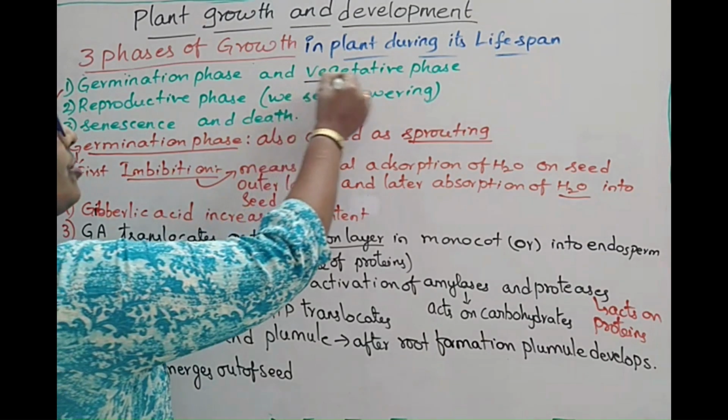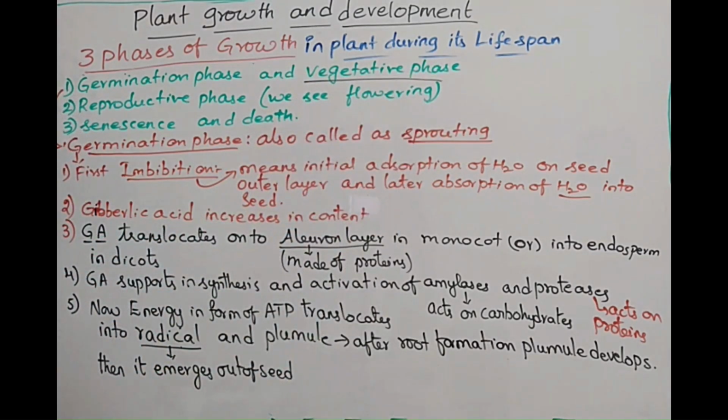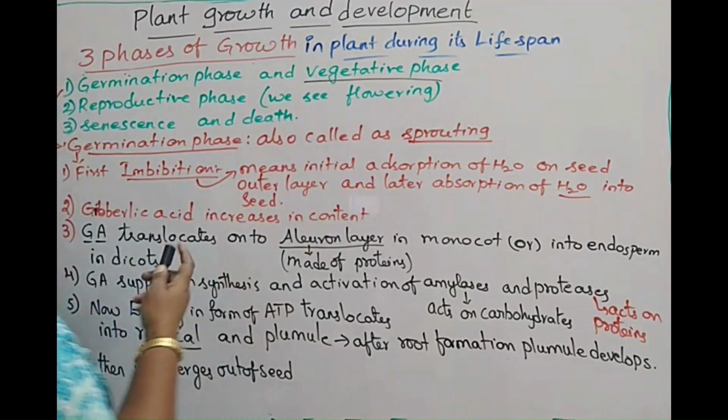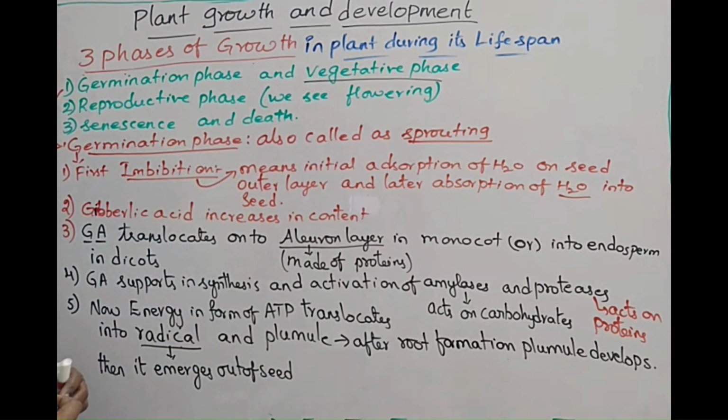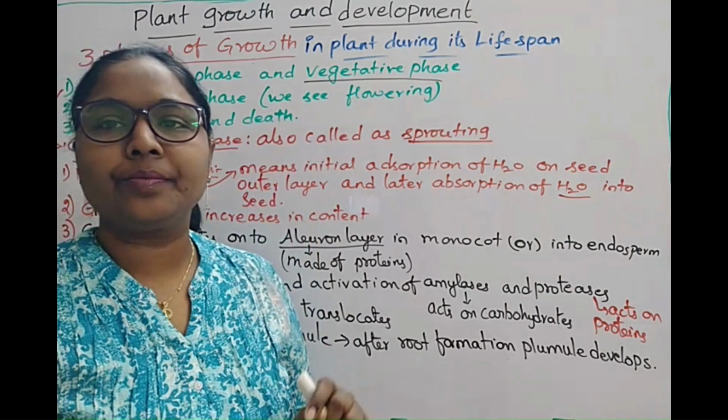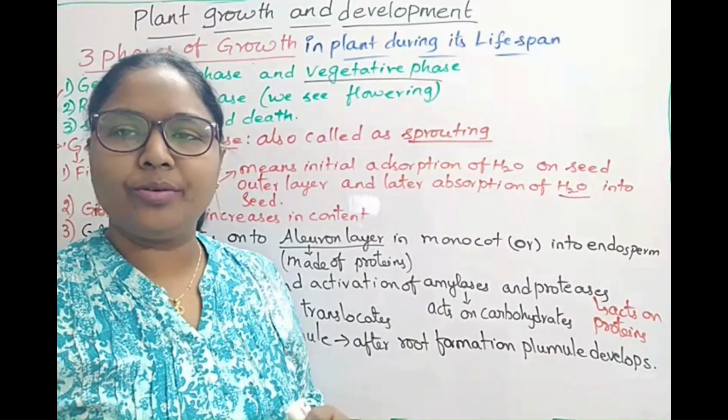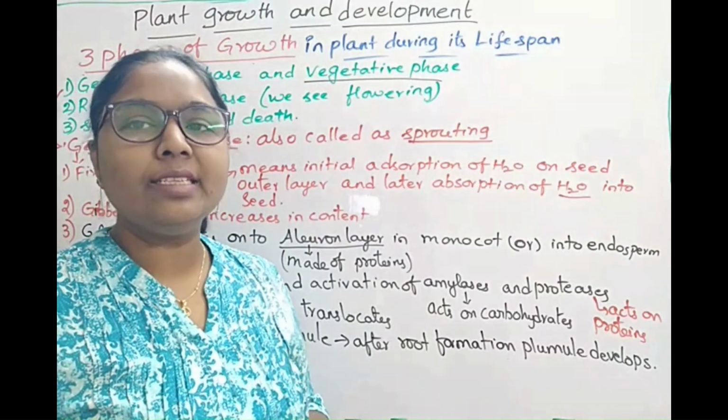Even in vegetative phase, initially the radicle supports in absorption of nutrients from the soil, means minerals from the soil, and water also from the soil. Later, this continues during the vegetative phase, up to the reproductive phase. During vegetative phase, the plant keeps on undergoing mitotic divisions and it grows in size.